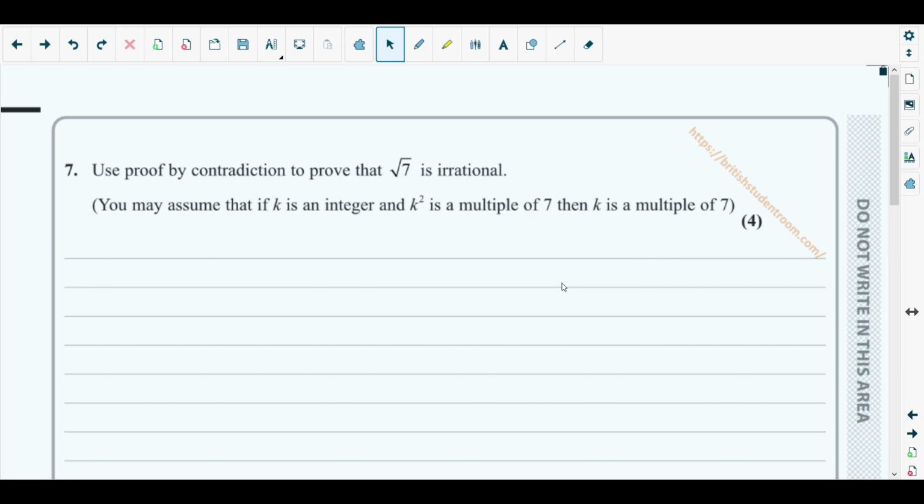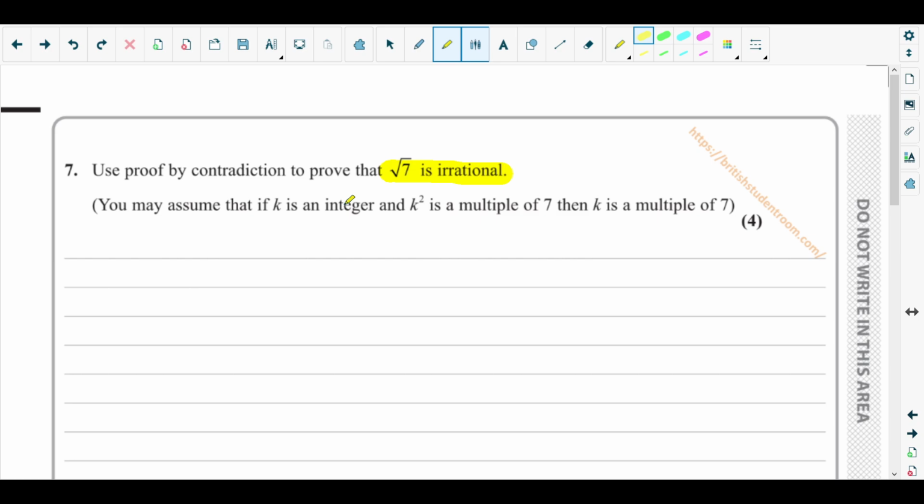This is the contradiction. So in this case, question number 7, they said use proof by contradiction to prove that √7 is an irrational number, right? There is a very important hint given there. You may assume that if k is an integer, and k squared is a multiple of 7, then k is a multiple of 7. We can use this concept here.